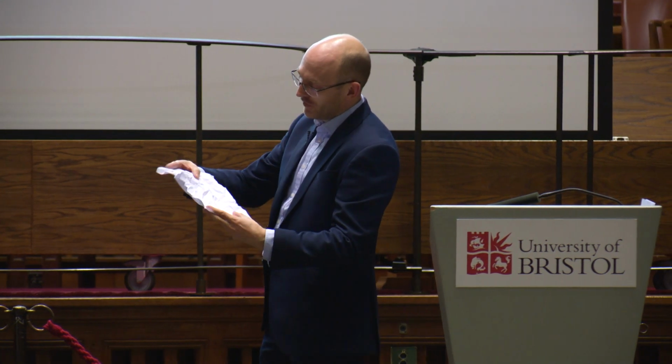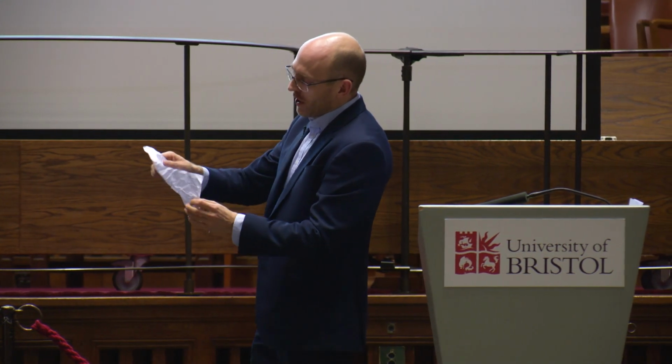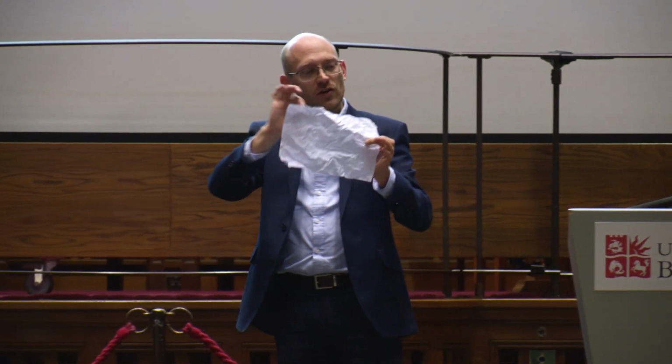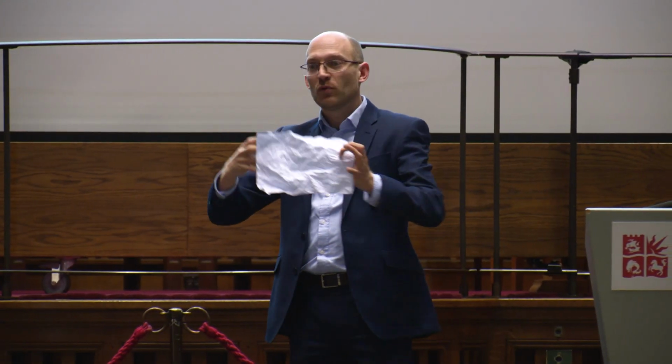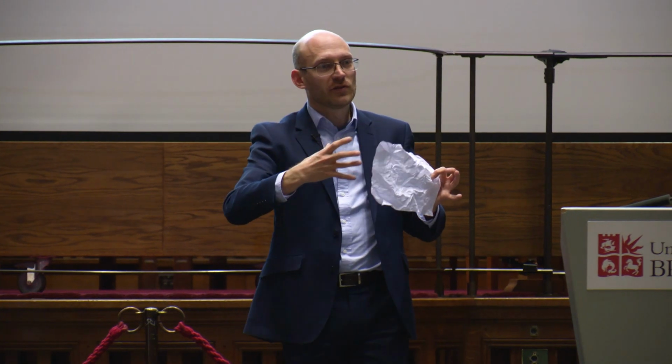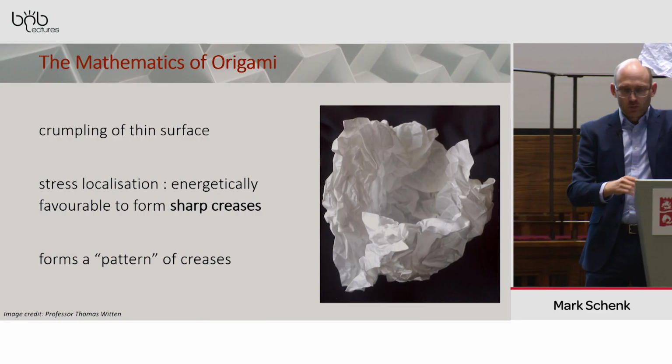But if I unfold this, if you look closely, there are actually quite sharp lines here. Paper wants to fold into sharp lines because it turns out it's energetically favorable to get very sharp lines rather than very smooth ones. So actually, paper or very thin materials want to fold rather than nicely bend. So this is the way it wants to deform.